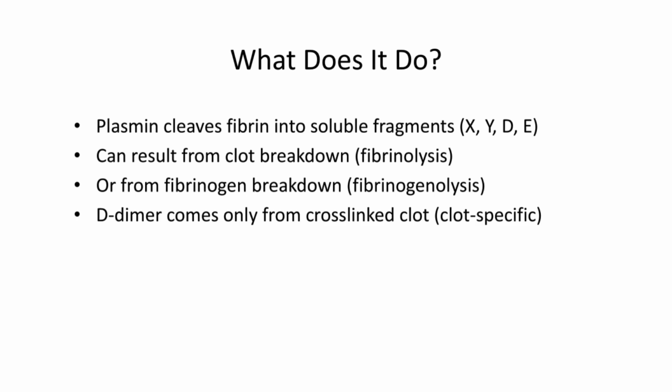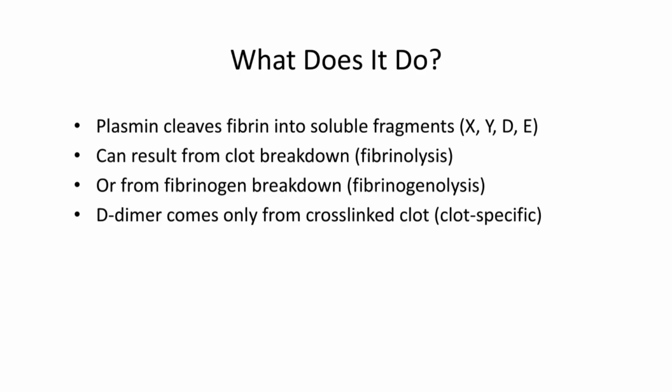These activators convert the precursor plasminogen into the active enzyme plasmin. What does it do? Plasmin is the key enzyme of fibrinolysis. It cleaves fibrin strands into soluble fragments known as fibrin degradation products. These fragments are identified as X, Y, D, and E.